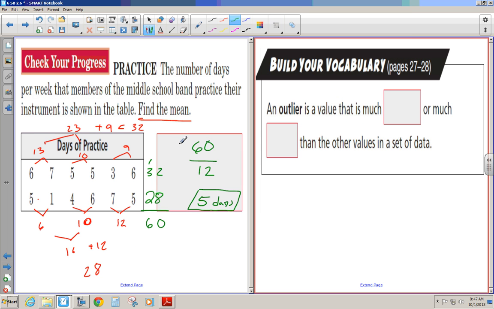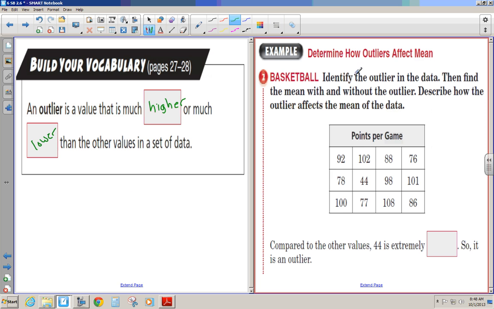All right. An outlier is a value that is much higher or much lower than the other values in a set of data. So, here are points per game. Identify the outlier in the data. Then find the mean with the outlier and without the outlier. Describe how the outlier affects the mean of the data.